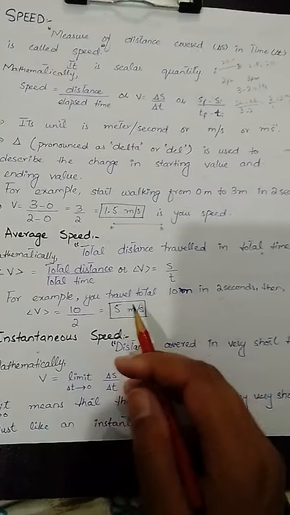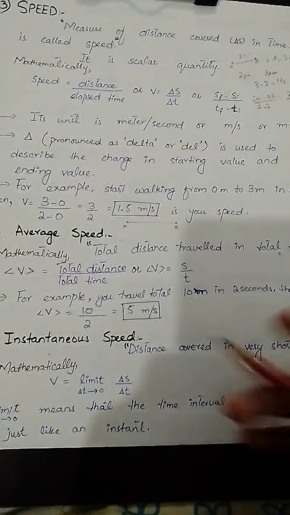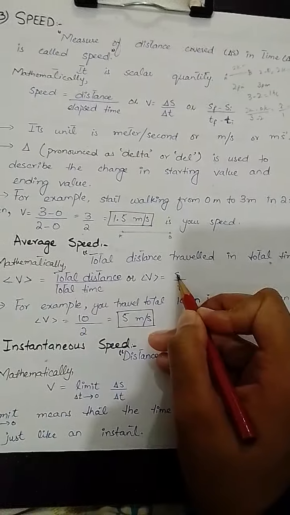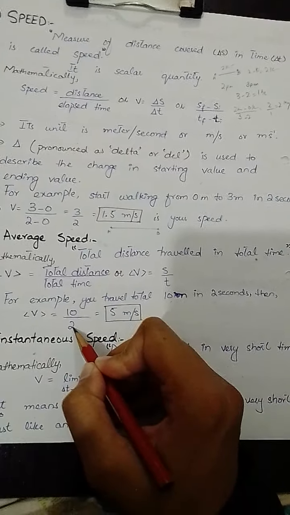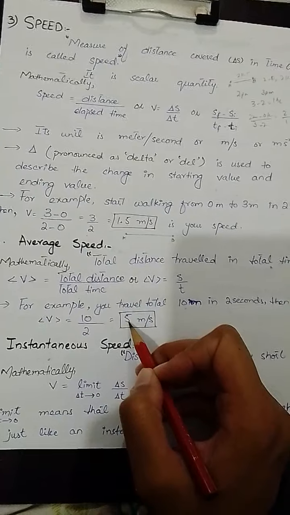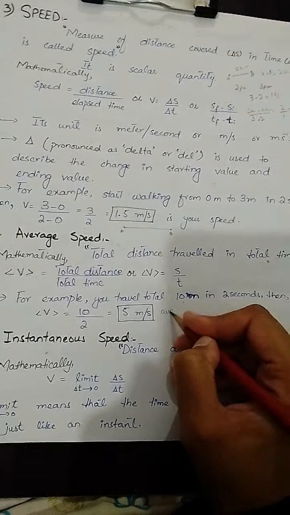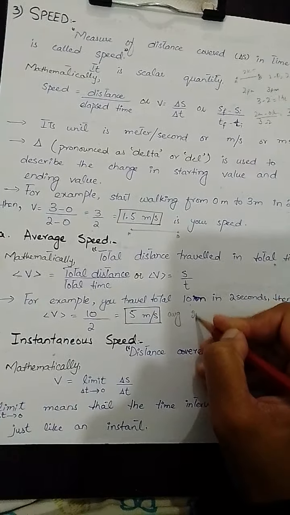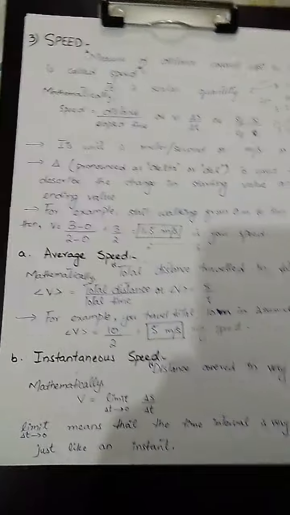For example, you travel total 10 meters in 2 seconds. Then S की जगह हम क्या place करेंगे? 10, and T की जगह 2 seconds. So 10 divided by 2 will give you 5 meters per second. So 5 meters per second is your average speed.